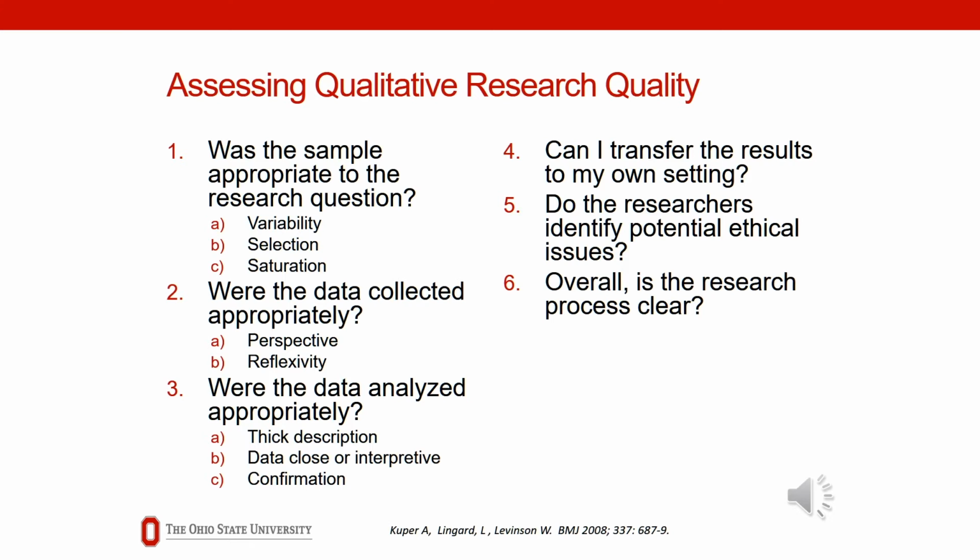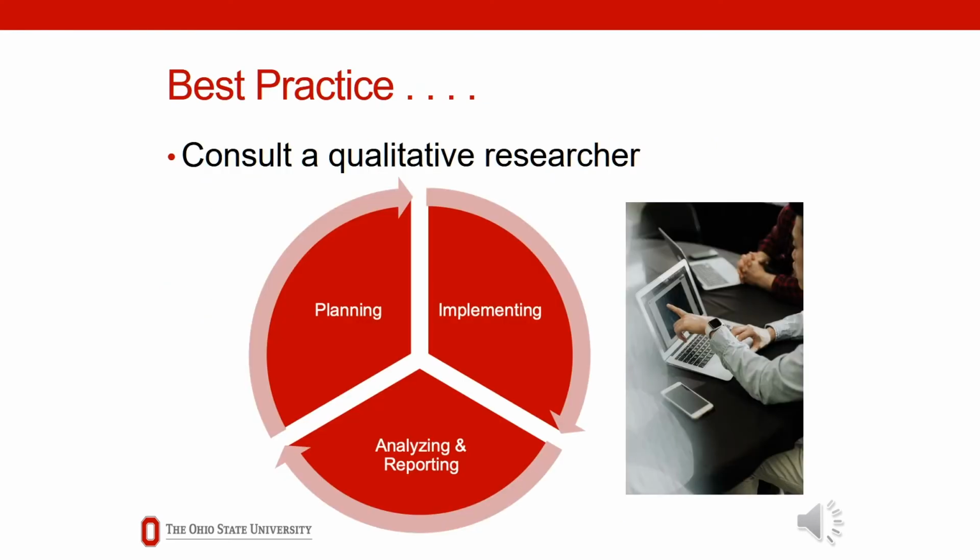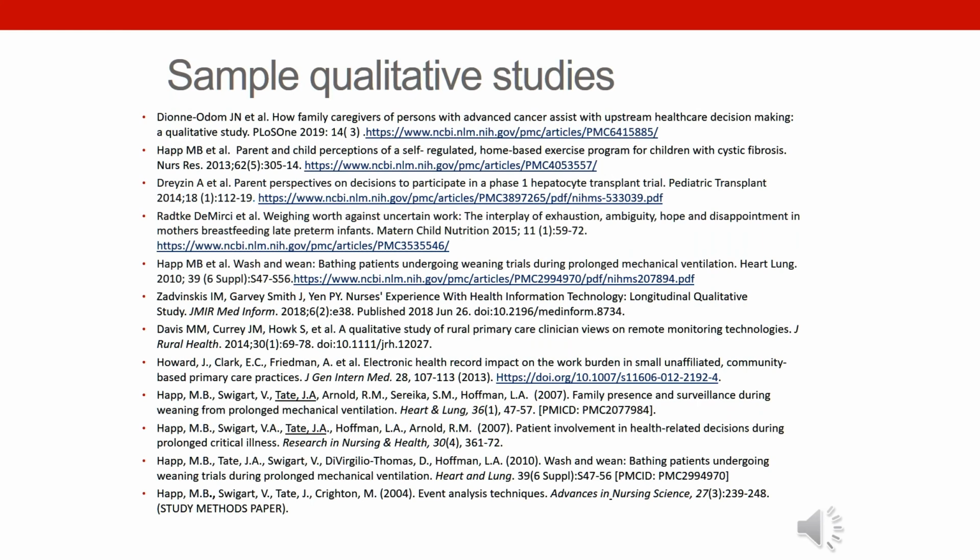Thick description, data close or interpretive, confirmation? 4. Can I transfer the results to my own setting? 5. Do the researchers identify potential ethical issues? And 6. Overall, is the research process clear? The best practice for planning, implementing, analyzing, and reporting qualitative research is to consult a qualitative researcher. The following resource list provides published examples of qualitative research.